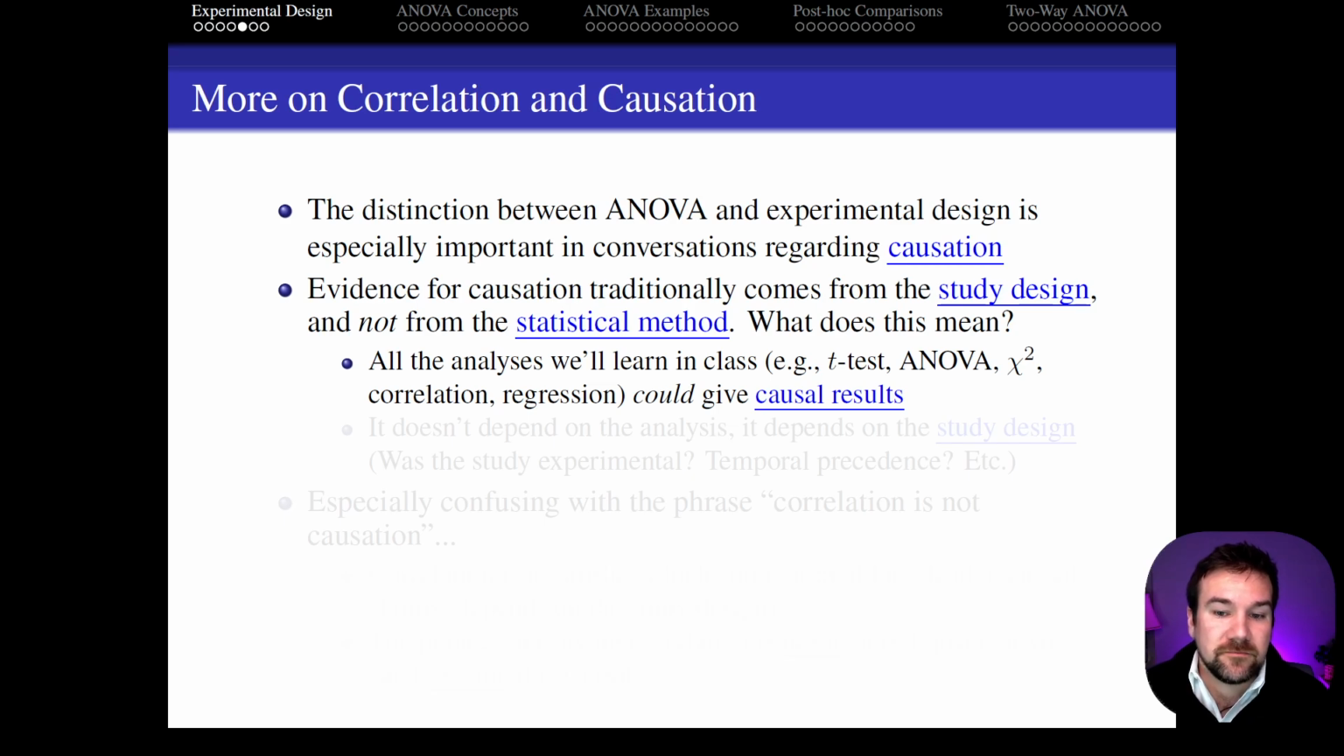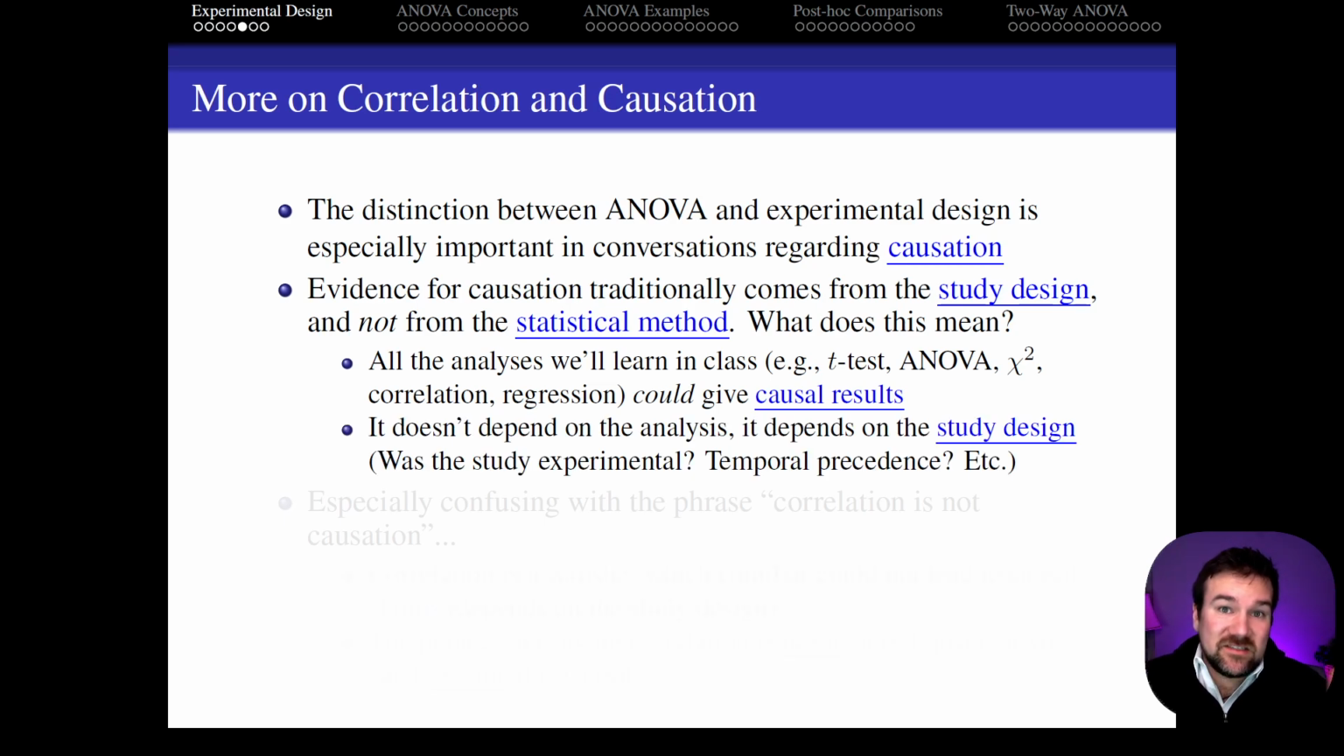So what does this mean? What this means is all of the analyses that we have in class, so the ones we've already talked about, a Z and a t-test, or a test of proportions, or a test of variance, the ANOVA, things we haven't talked about but will, correlation, regression, all of these could give causal results. Yes, correlation can be causation, but what does it take? It takes a study design that is designed to yield causal claims.